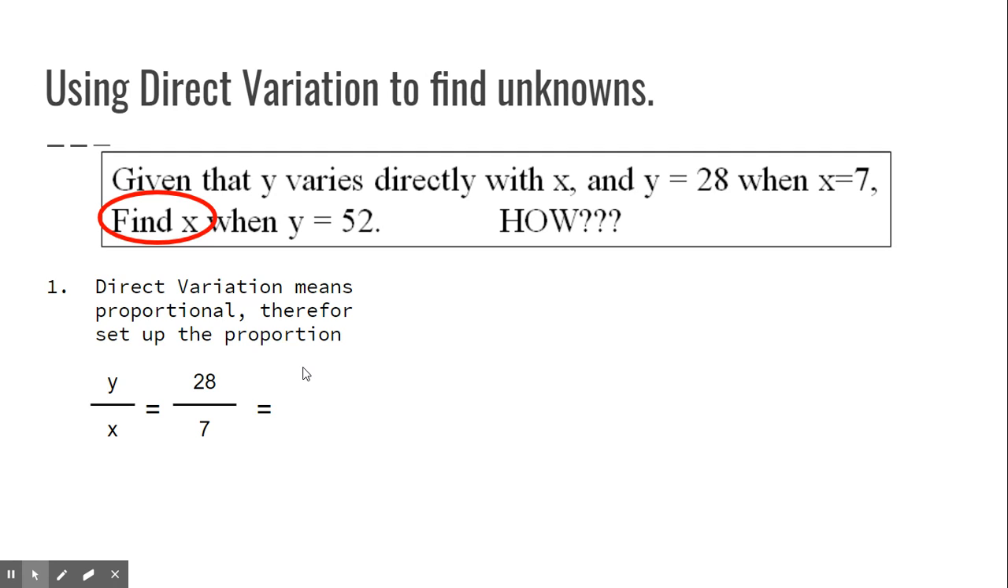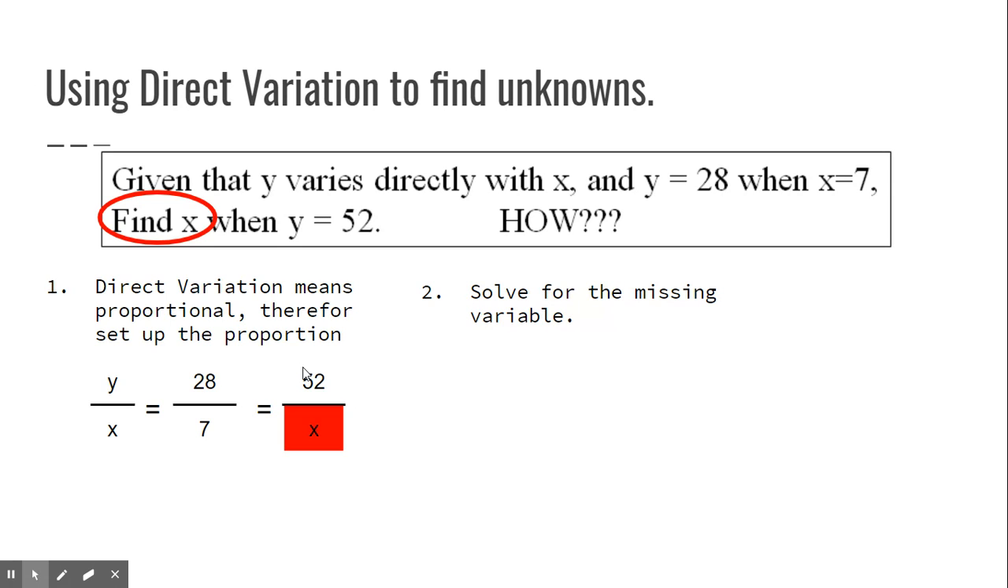So this says find x. I'm not going to know the denominator, but I do know that we need to find x when y equals 52. So my numerator will be 52, and my denominator is what we're trying to find. We're trying to find the value of x.